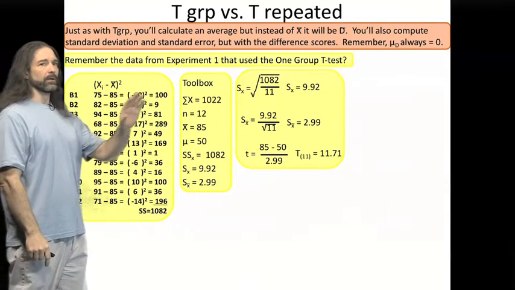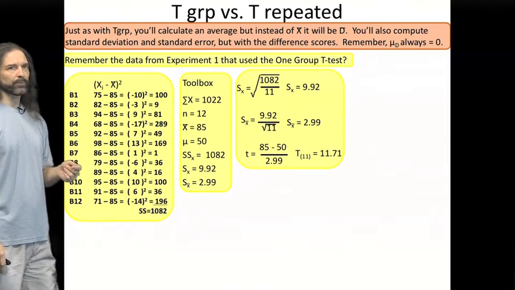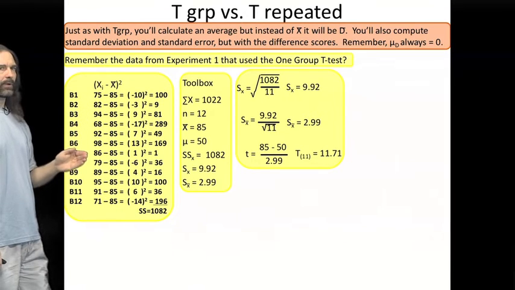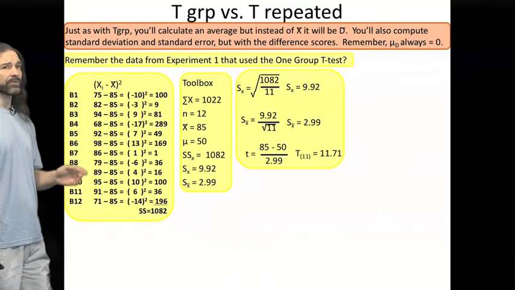Let's remind ourselves very quickly of the one group t-test that we did in the previous video. So what does this mean? We had our actual distribution of numbers right here. These were the actual measured values. We calculated an average of 85 on those values.